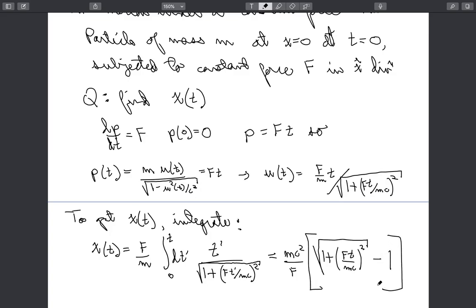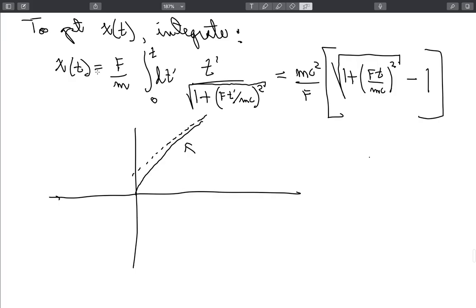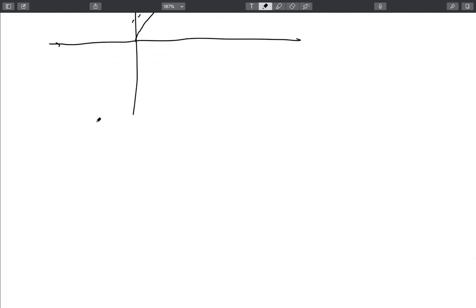Okay, so that's the solution for the position as a function of time. And this is quite cool, right? Because you plot this as a function of space and time, and you get this hyperbolic-like motion. Essentially it asymptotes to something moving at the speed of light, but along this hyperbola curve. Okay, so now that we've discussed this nice example with motion under constant force, we can move on to talk about work and energy.